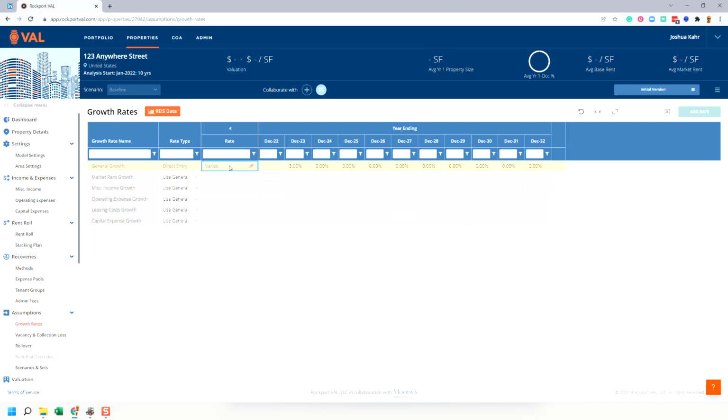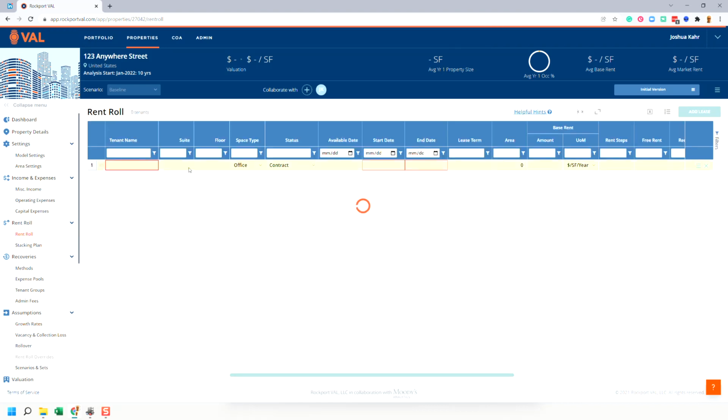Or sorry, grow everything at 3%. There we go. That would be income, expenses, everything. I'll put in a tenant. In this case, I'll call it an accounting firm. And I'll say it's 100,000 feet.